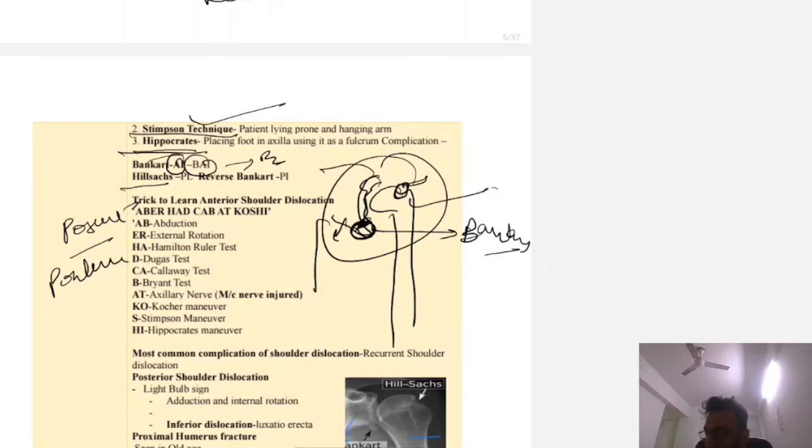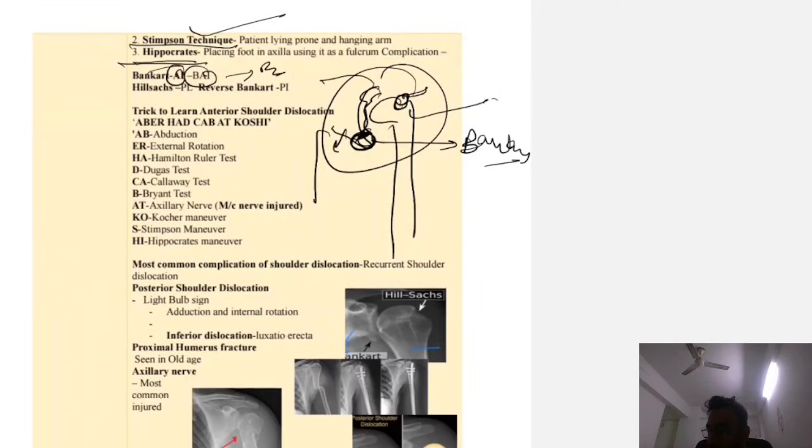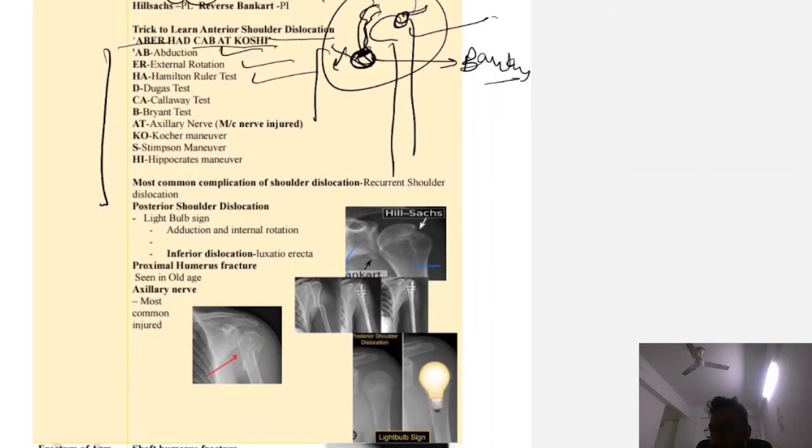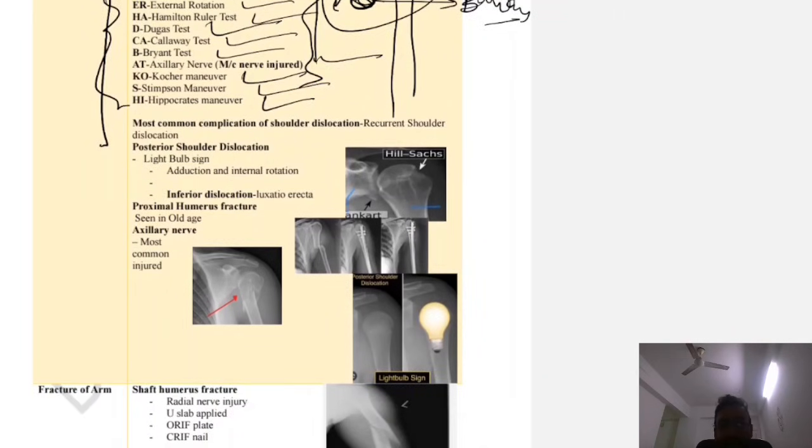Okay. So how will you remember the anterior shoulder dislocation? There we have a mnemonic, that is Abir head Cabot Cosi. AB is for abduction, E is for external rotation, Hamilton ruler test, Dugas test, Calvé test, Bryant test, and axillary nerve, the most common nerve injured, Kocher's maneuver, Stimson maneuver, and Hippocrates maneuver. So all these tests, nerve and everything are covered in just one line.